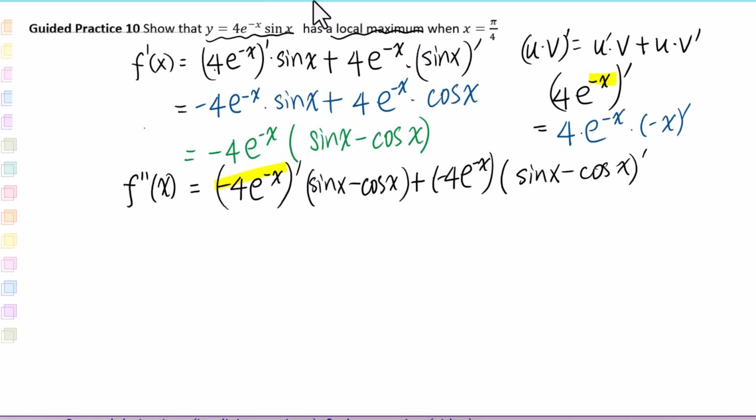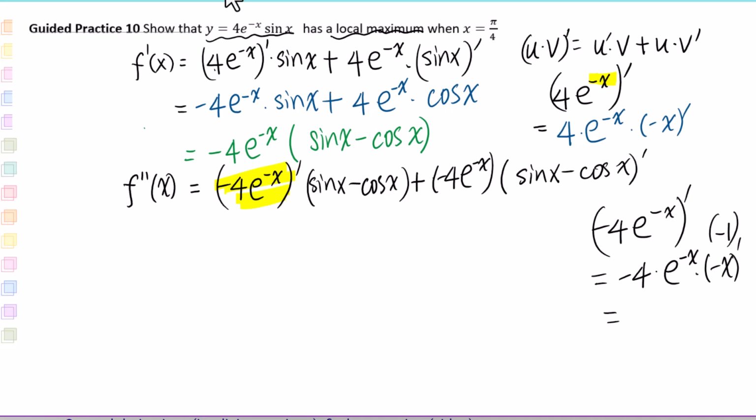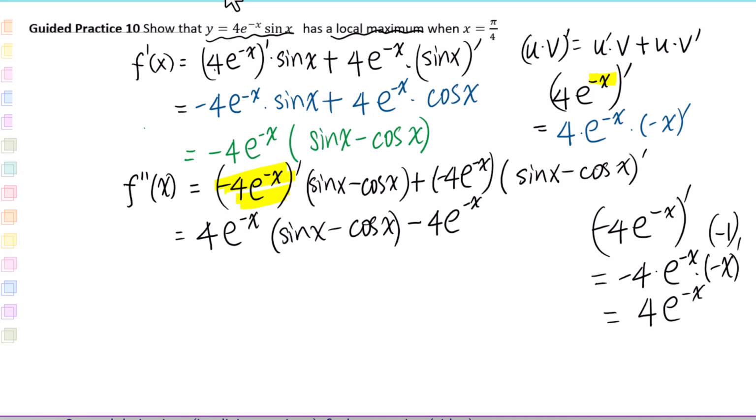Let's work this out. Negative 4 e to the power of negative x prime equals negative 4 times e to the negative x power times negative x prime because of the chain rule, and this is a negative 1. So we get 4 times e to the power of negative x times sine x minus cosine x, minus 4 times e to the power of negative x times cosine x plus sine x, because cosine x prime equals negative sine x.